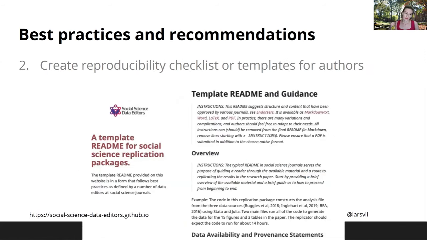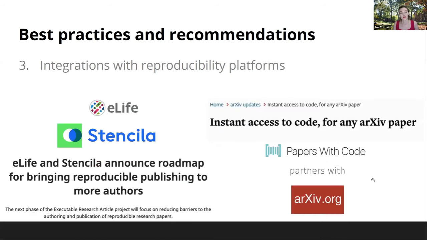So then create reproducibility checklists or templates for authors. So here is an example of one. And then also integrations with reproducibility platforms are possible to implement on the journal level. So we have seen two examples here. The journal eLife has a collaboration with Sciencebeam, and our beloved arXiv has a collaboration with Papers with Code, meaning that one can instantly access code for any arXiv paper.